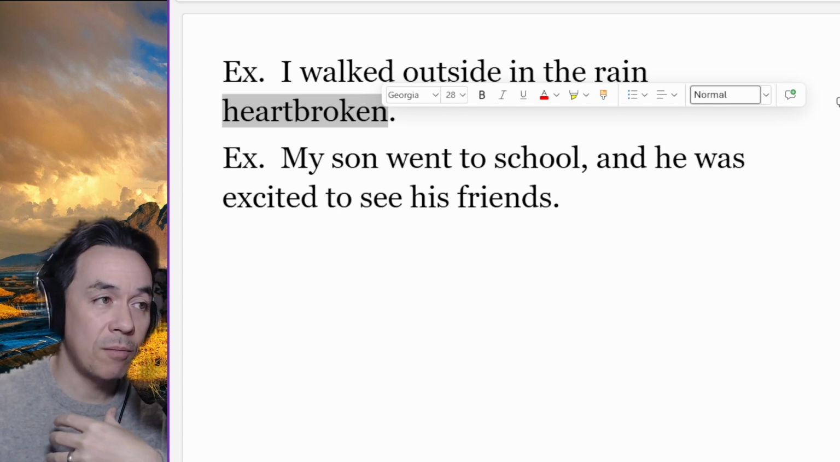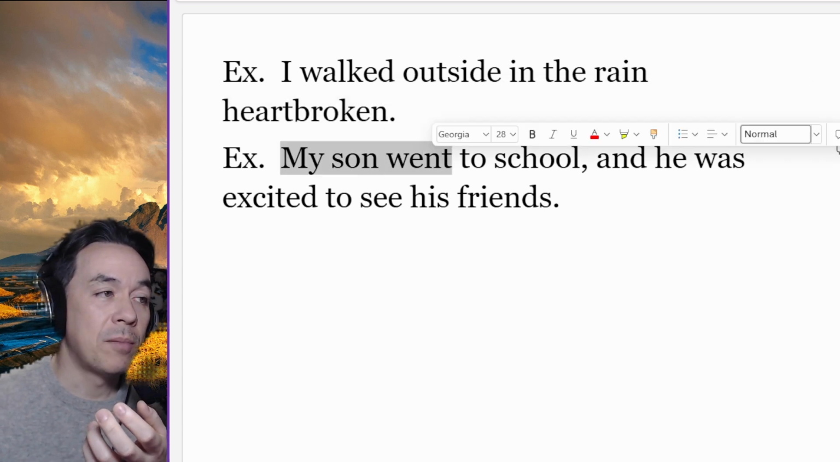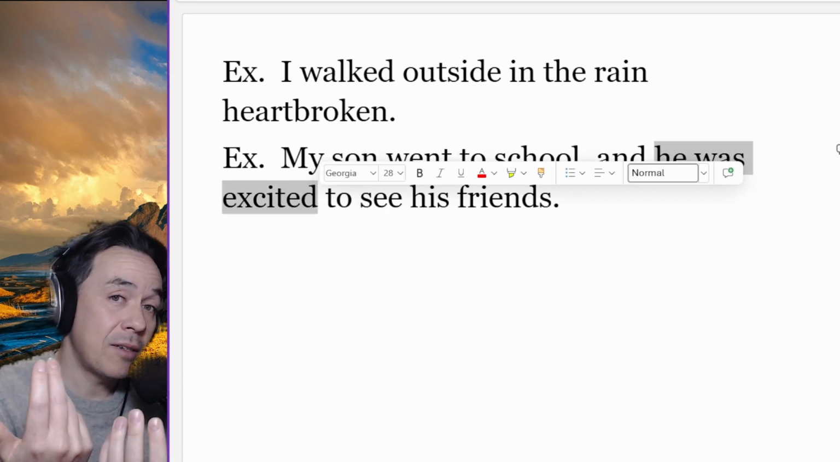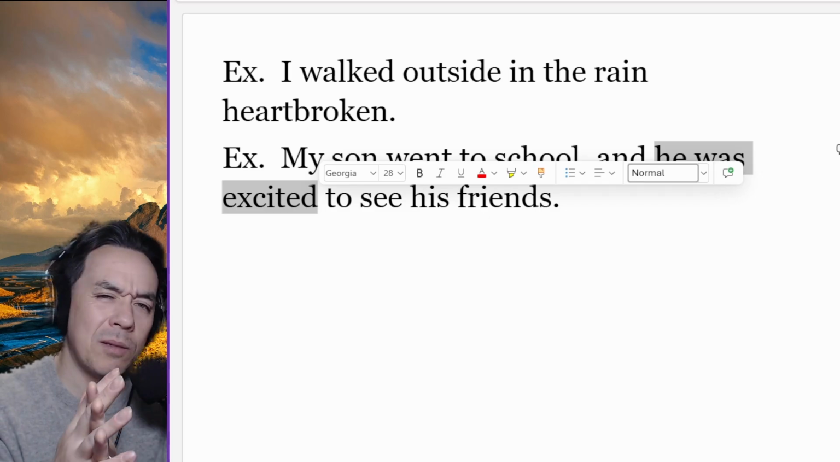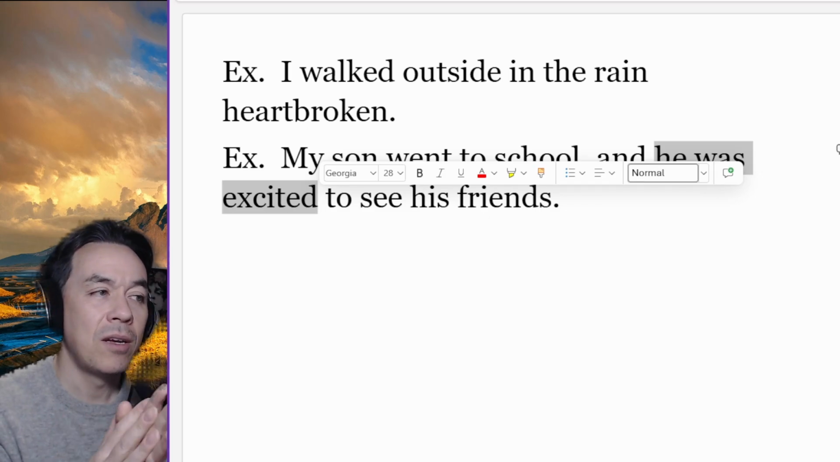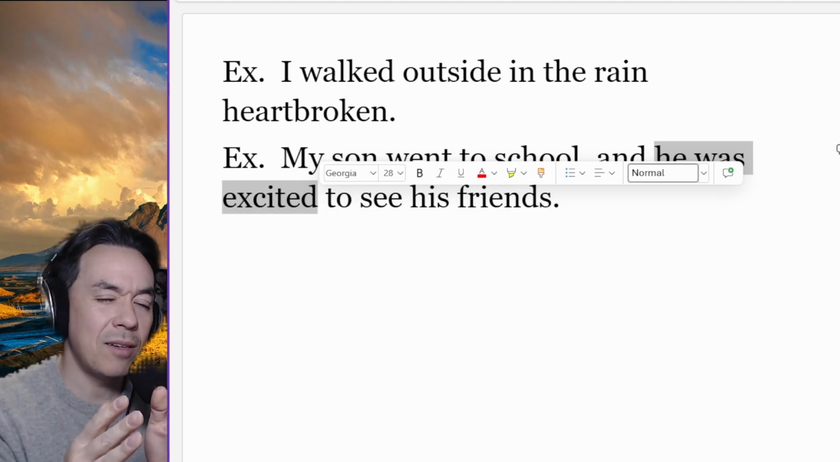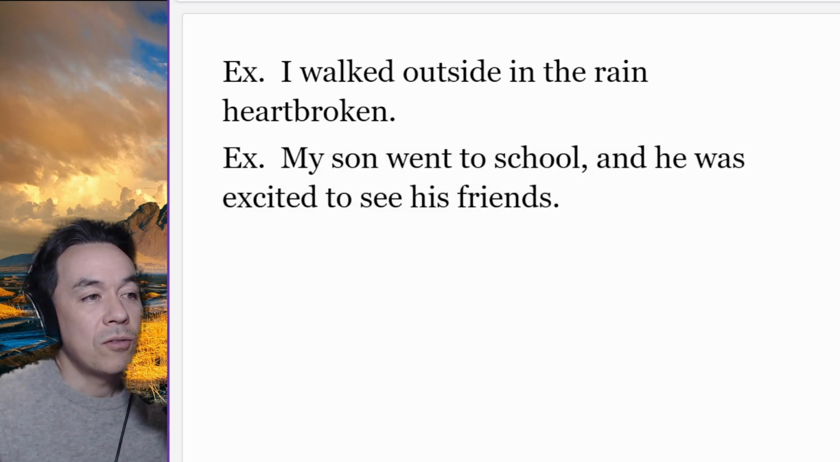I was heartbroken. I am heartbroken. My son went. My son, he was excited. That's actually a passive tense style. Sometimes a textbook calls it an adjective. He is happy. He is excited. But actually, excited is a verb. Okay. And so same thing here.